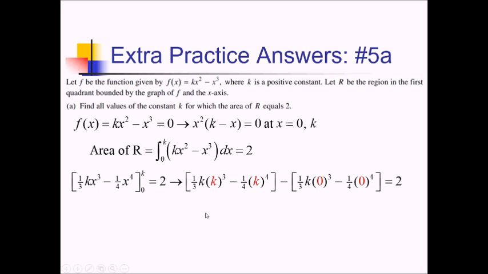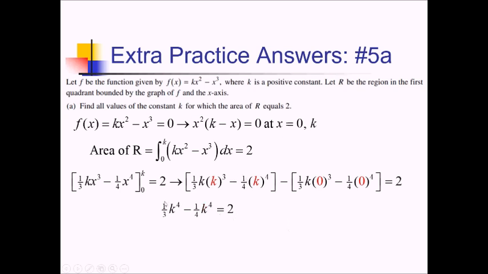So now I have an equation that I can actually solve for k. Let me clean up this left side a little bit. Everything in the second bracket here is going to go away because you're multiplying by 0. So it's really this first bracket that's going to make the difference. So I can write this as 1/3 k to the 4th minus 1/4 k to the 4th. All of that equals 2.